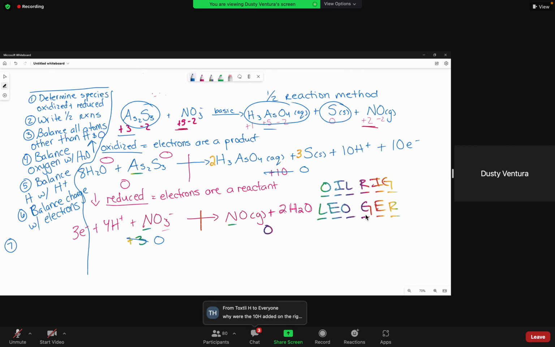Next step, balance electrons. So we just added in a bunch of electrons, and now we need to balance electrons. This is not 10 OH, this is 10 H plus. And that's because we have 16 hydrogen on the left and only 6 hydrogen on the right. And so I needed 10 more hydrogen to balance my atoms.